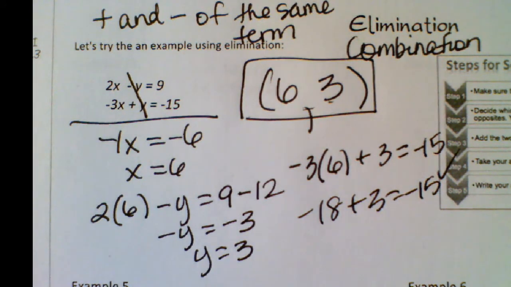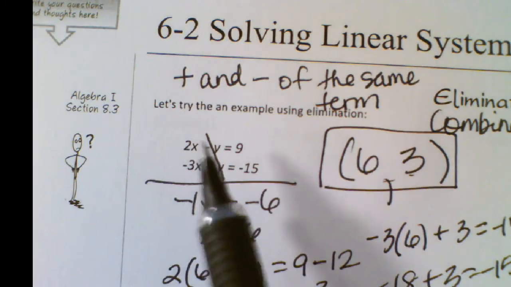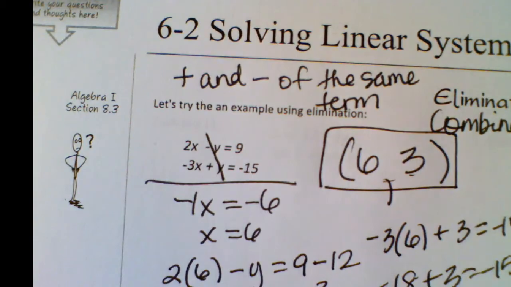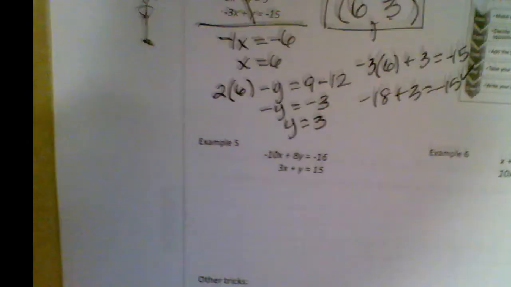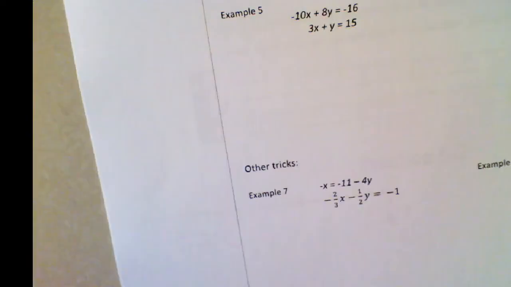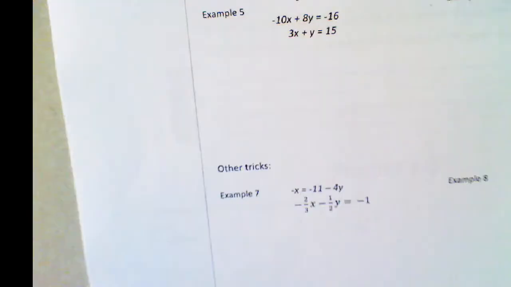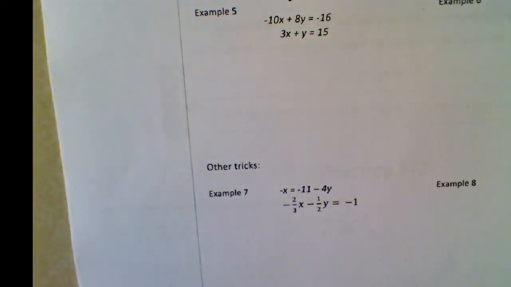Okay, so let's go to example 5. So this was nice that our y's were just negative y and positive y, and they were really easy and very cooperative, but of course life will not always be so cooperative. So you go with the same idea. Do our x terms cancel each other out? Anybody? No. Do our y terms cancel each other out? No. So we have to make them cancel each other out.